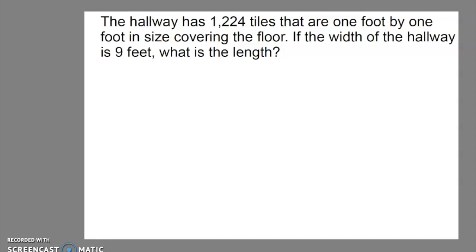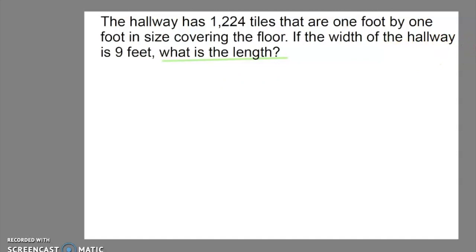Okay, let's take a look at this word problem. It says the hallway has 1,224 tiles that are 1 foot by 1 foot in size covering the floor. If the width of the hallway is 9 feet, what is the length? So we already know what's in question. We need to find the length, okay? The length of our dimension.